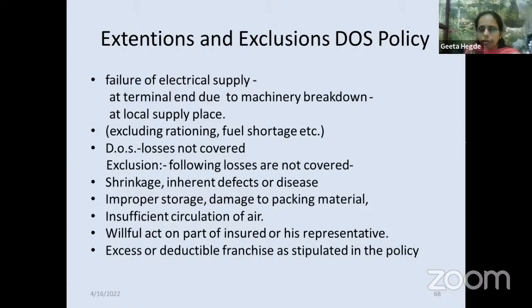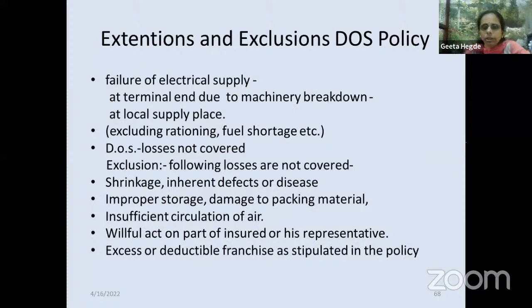Into the change in the temperature within the cold storage. So, losses which are not covered are shrinkage, inherent defects, improper storage, insufficiency of air, willful act or excess or franchise as stipulated in the policy. Then there is the deterioration of stock. There are two covers. One is of failure of electric supply at the supplier or failure of electric supply at the insured, which is resulting due to damage to the machinery and resulting into fluctuation in the temperature and spoiling the contents.